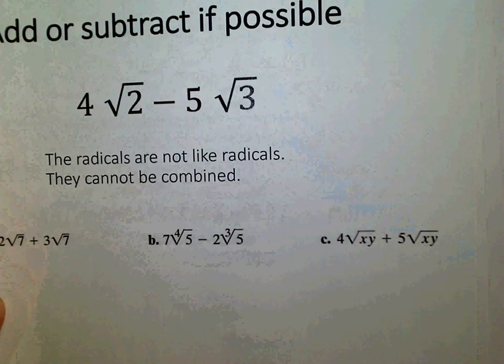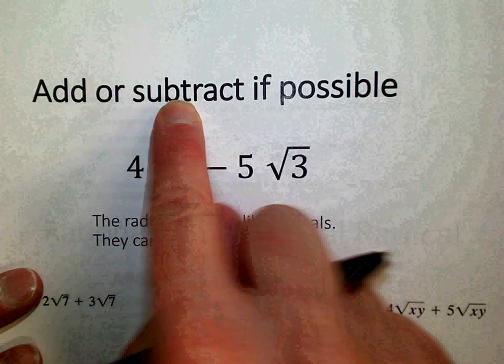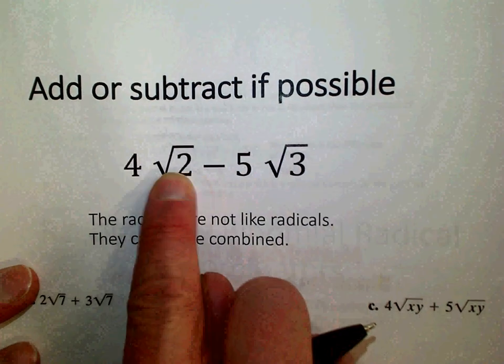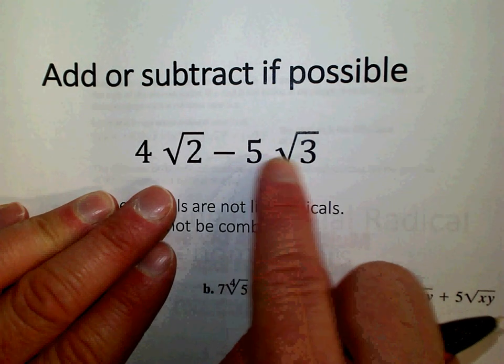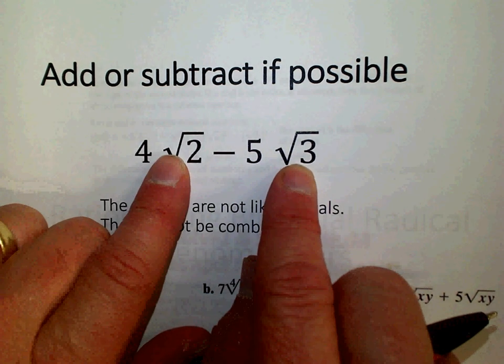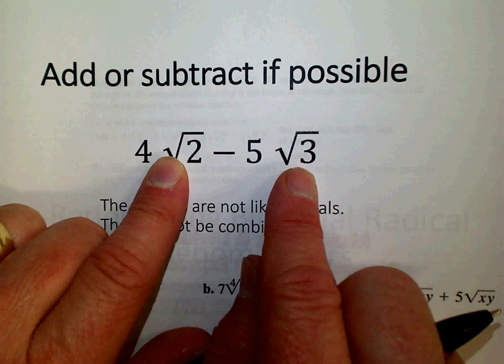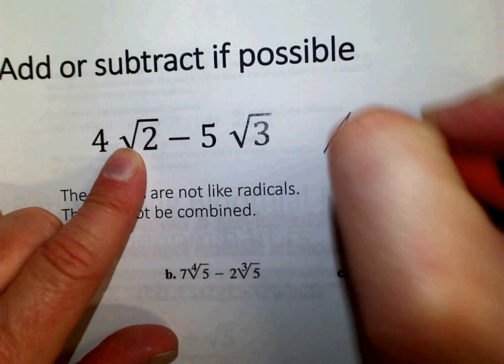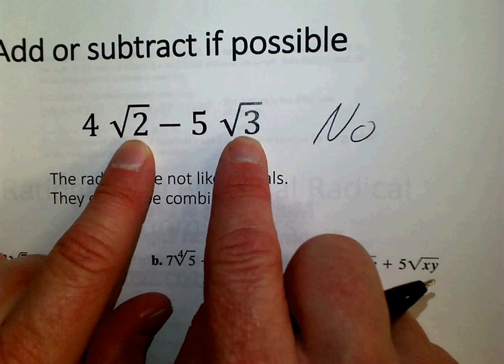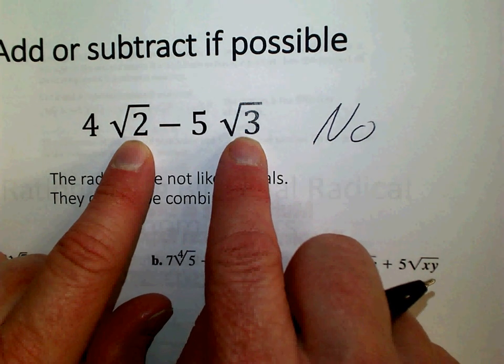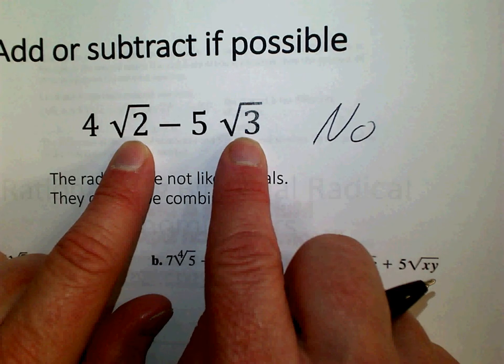Sometimes in your instructions, it'll say add or subtract if possible. So 4 square roots of 2 minus 5 square roots of 3, could I subtract there? No. No subtracting, it's not possible. They're not like radicals. You follow that?